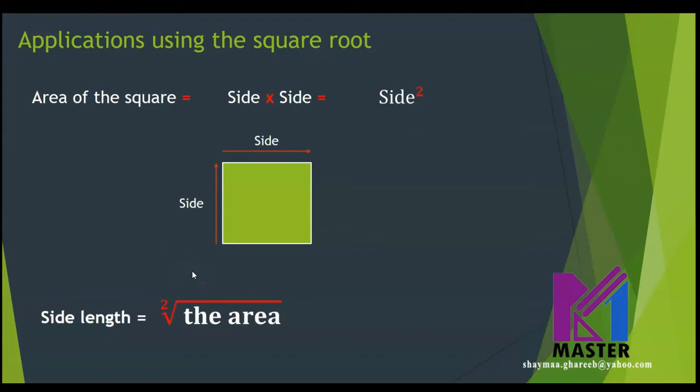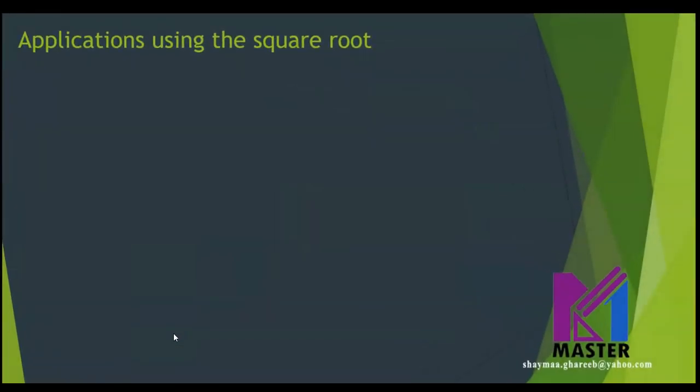Is this clear? So let's see the question. Side length equals square root of the area. So if I know the area, and we said the area is the squaring of the side, so if I want to get the side length, I will find the square root of the area. So the side length of the square, and this only with the square, equals square root of the area. Let's see example.